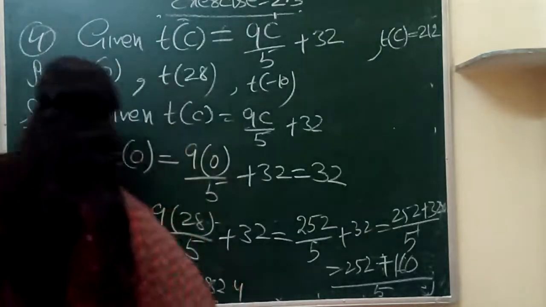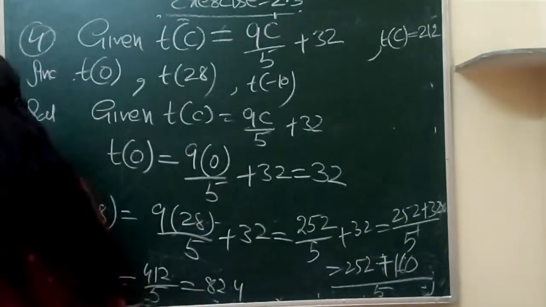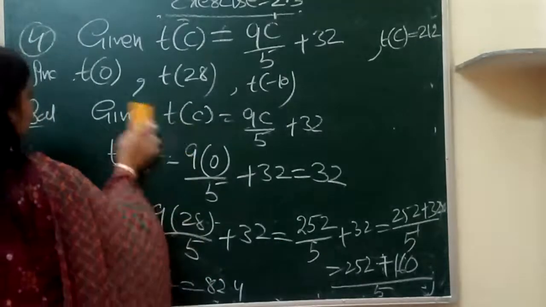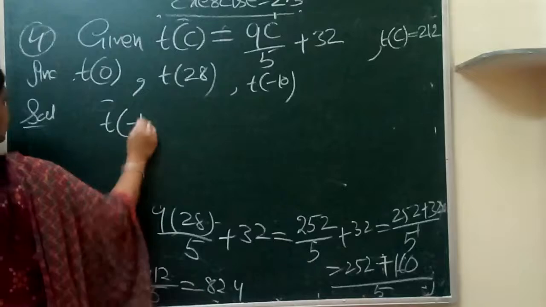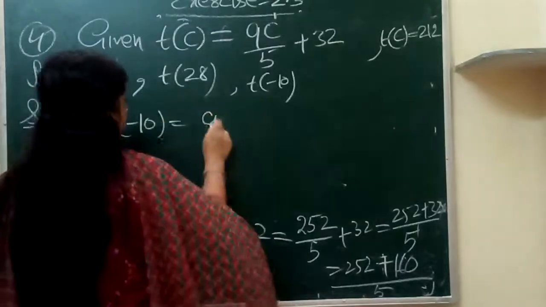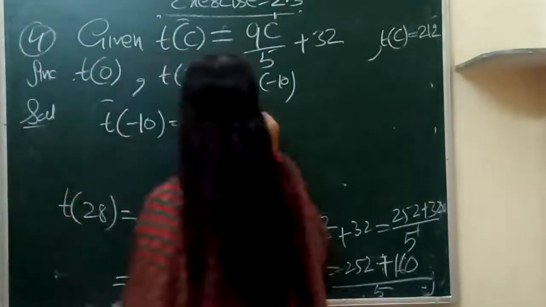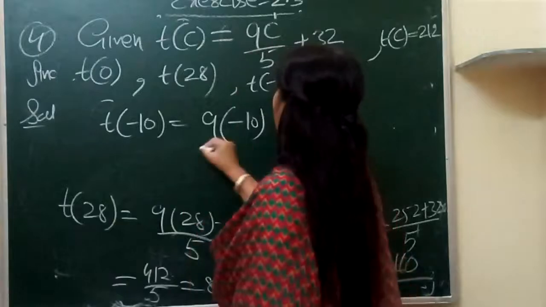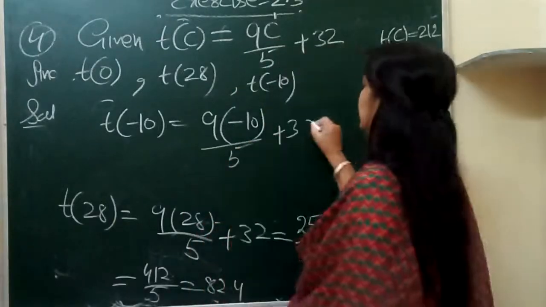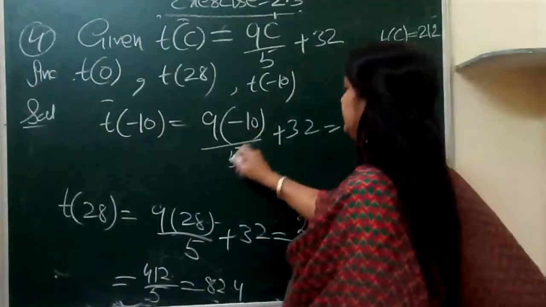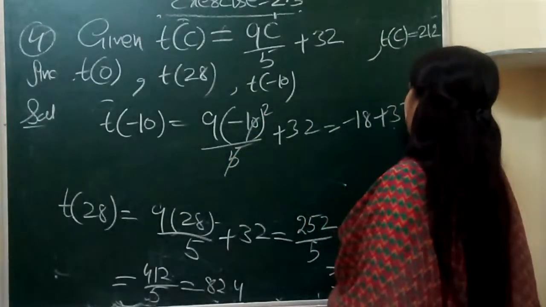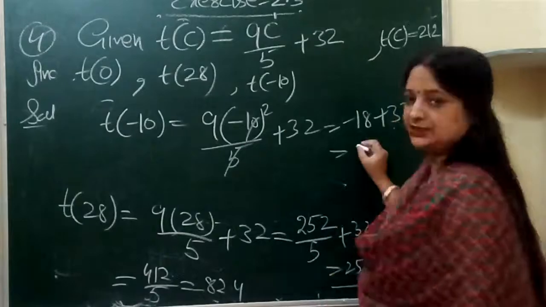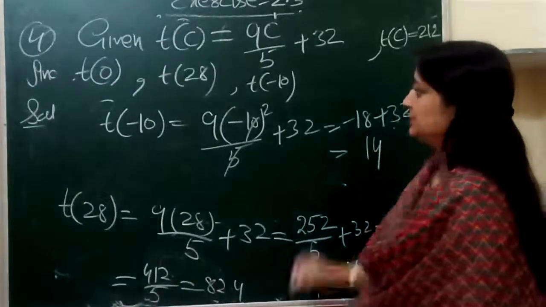Similarly, you can find out the third one. The third one is t of minus 10. The value of t of minus 10 will come 9 into minus 10 upon 5 plus 32. After cancelling, it will come minus 18 plus 32. After solving this, it will come 14. So this is the solution of question number 4.